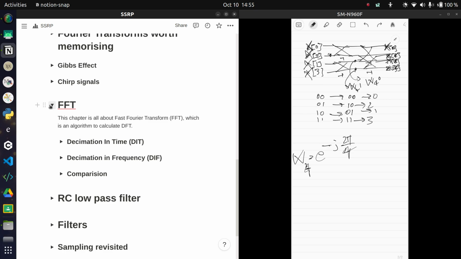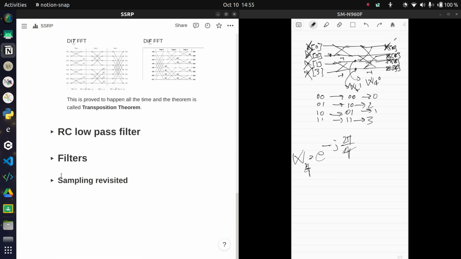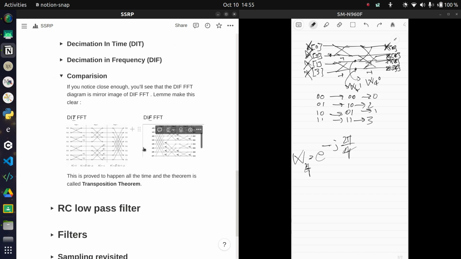Your x of n and x of k are in bit reverse order, and your butterflies have the multiplier at the end instead of before them. So just run a small comparison and see what's going on. This is how it looks, completely transposed, if that makes sense. I know it's a bit too small for you to see. In any case, let's move on.